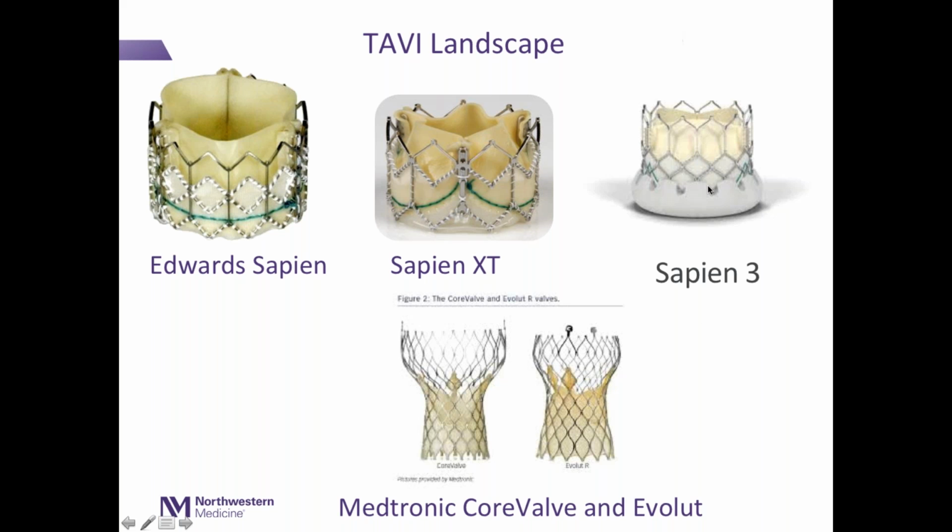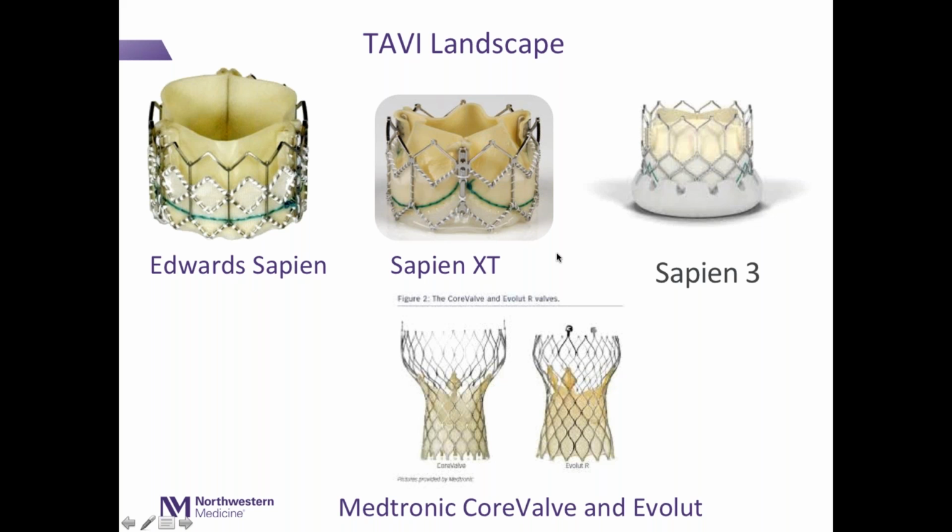But as you can see, there's been an evolution in these heart valves, and initially the first one on the left there was the Edwards Sapien valve. It was a fairly high profile valve, but it was a good chance to show that these can be used and were feasible and were effective and did save lives for patients.